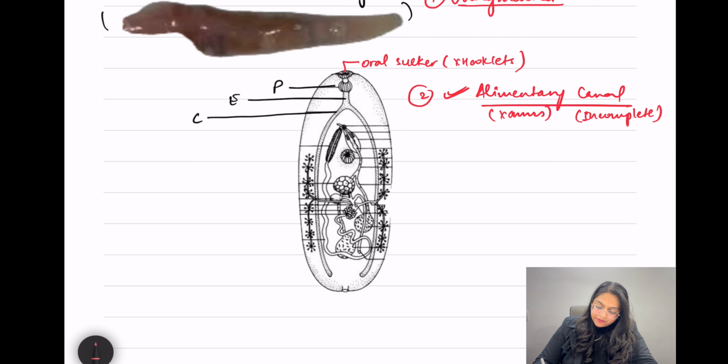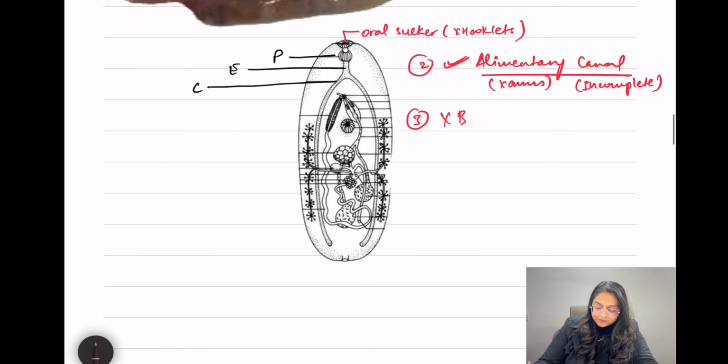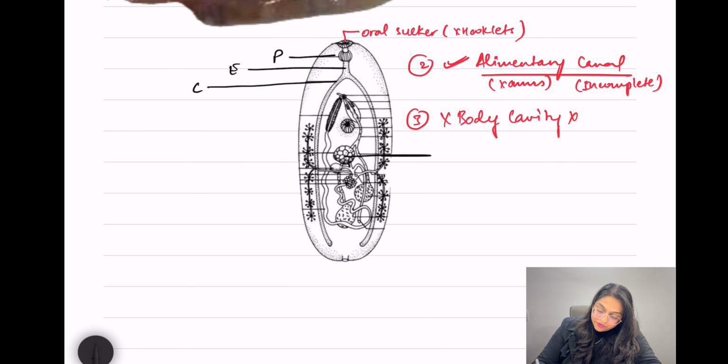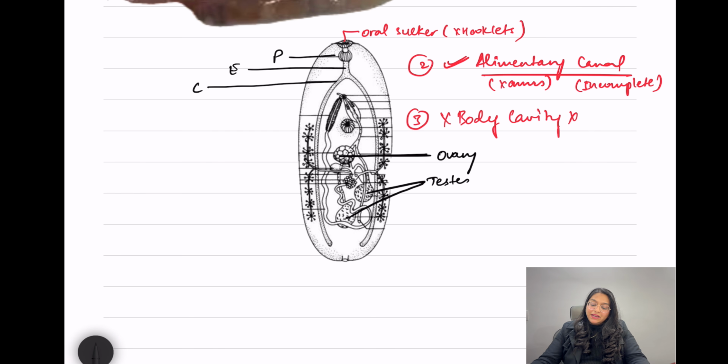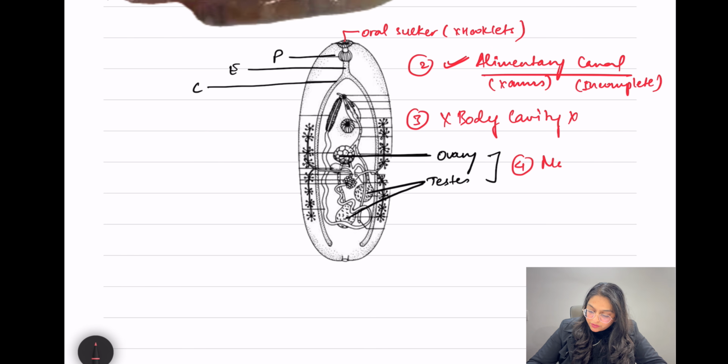What is my second point? I don't see a body cavity. This is also flat, fluke, leaf-like. So body cavity is absent. Okay. Now what do I see here? This right here. This is the ovary. What are these two sac-like structures? They are testes. So I see both male and female organs of reproduction here. So I know that this is number 4. This is also hermaphrodite. This is also monoecious.